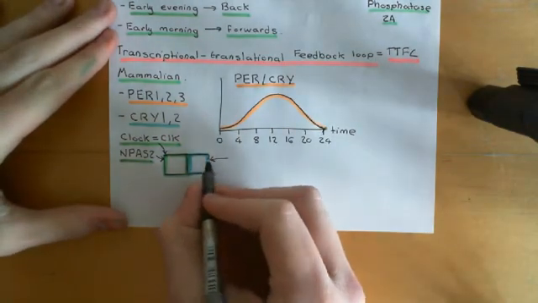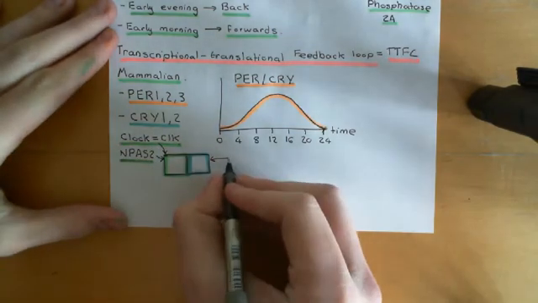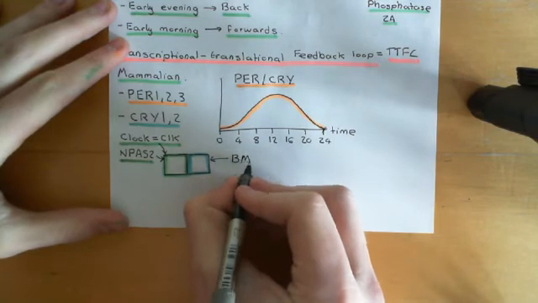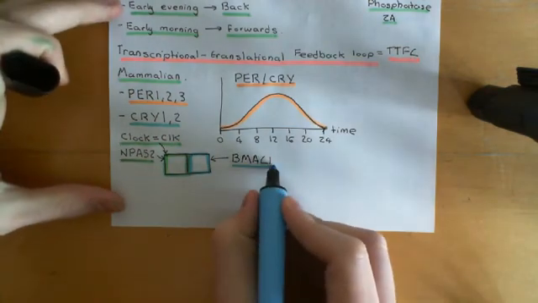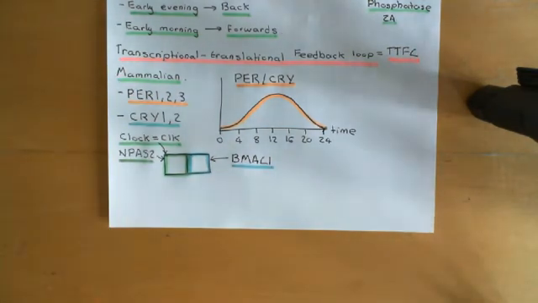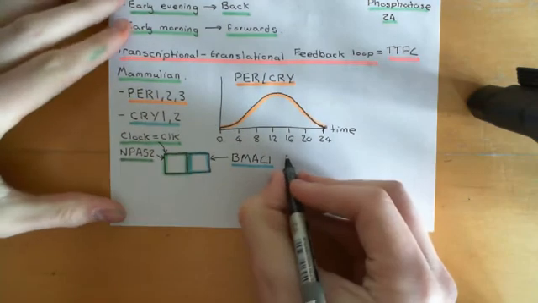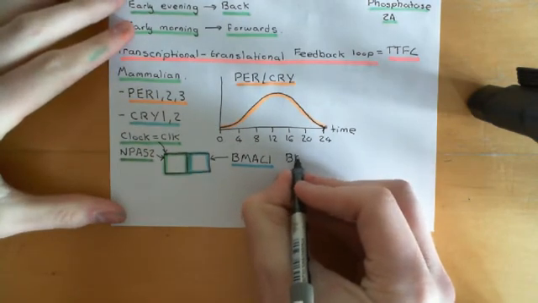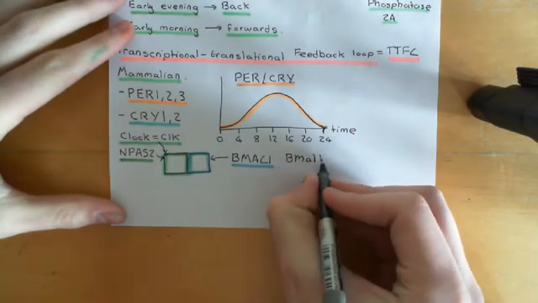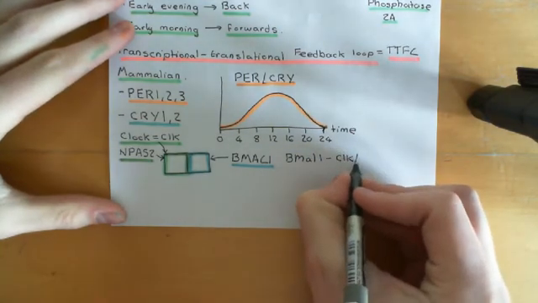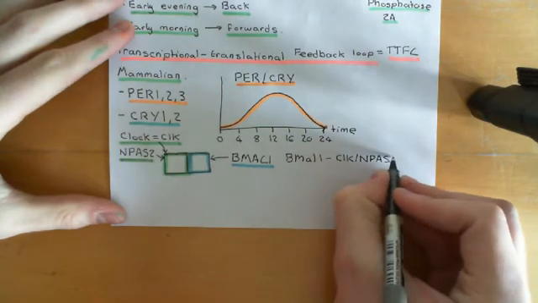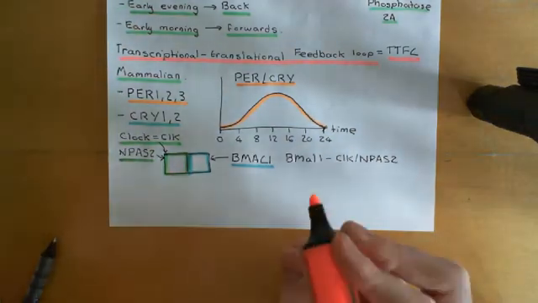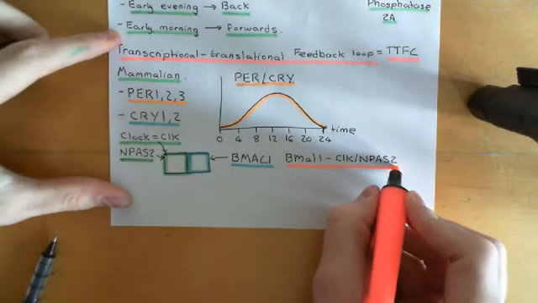So what then is the blue protein here? Well, that's the equivalent of cycle. Now, what is the equivalent of cycle in mammals? Well, it's a protein called BMAL1. Right, so these are the important transcription factor heterodimers in the mammalian transcriptional translational feedback loop circadian clock. And we'll call this a BMAL1 clock/NPAS2 heterodimer, because it's consisting of BMAL1 and then you've either got clock or NPAS2 with it. So this is a BMAL1 clock/NPAS2 heterodimer.